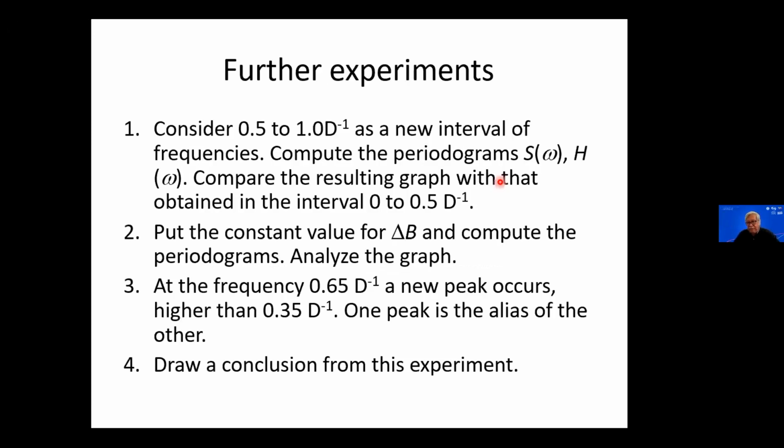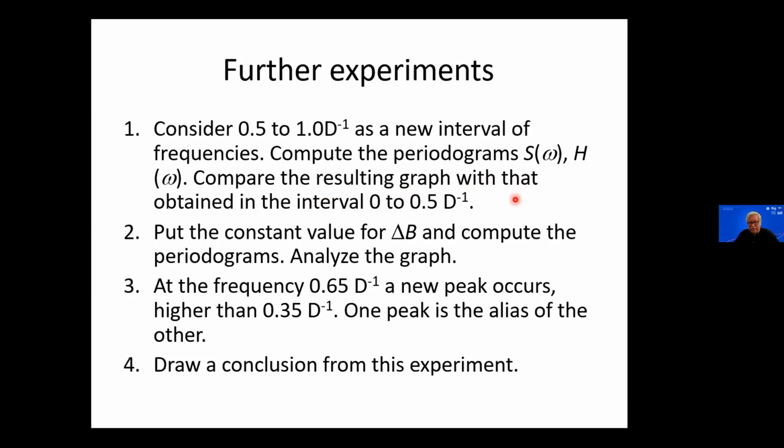Some experiments that I offer to you, once you successfully make this: try to consider exceeding the Nyquist frequency. Try to analyze 0.5 to 1 per day as a new interval. That is, you work beyond the Nyquist frequency. Compute the S, and compare the resulting graph to see what the shape of the periodogram is compared to that from 0 to 0.5. You can confirm that you may find exactly the same, because it's an alias actually.